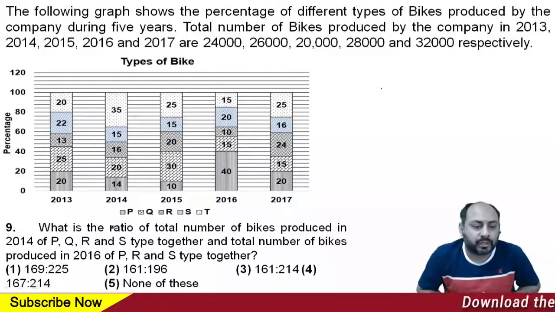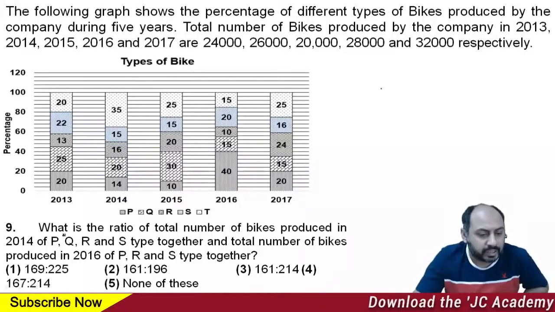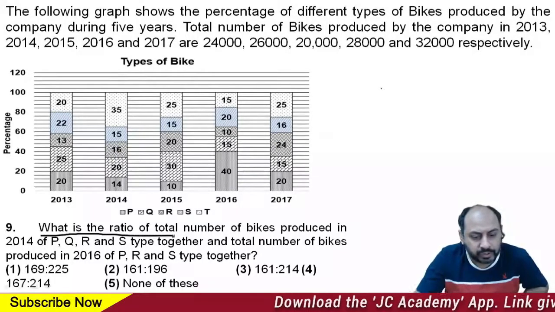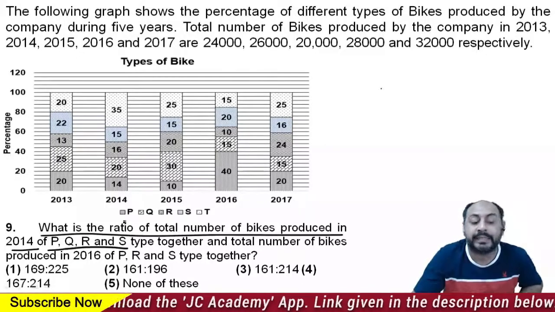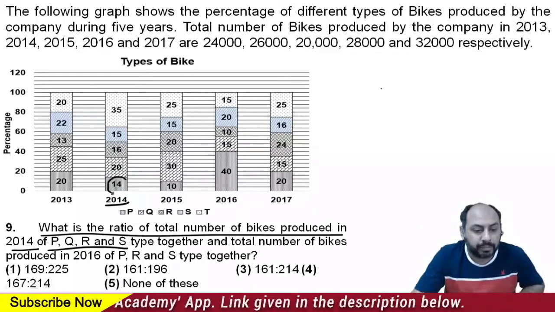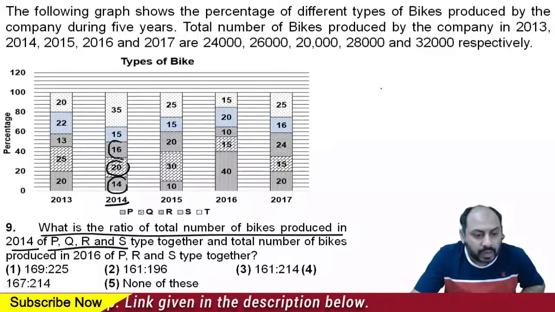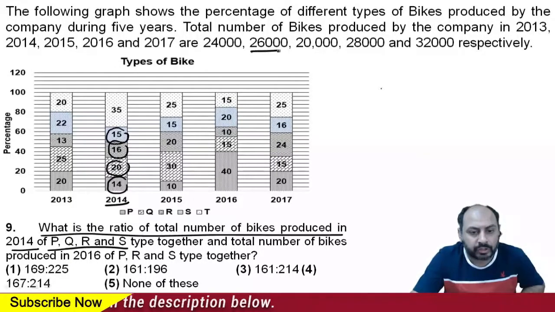Let us now have a look at question number 9. Let's see what question number 9 has to say. It asks: what is the ratio of the total number of bikes produced in the year 2014 for P, Q, R, and S types, where the total production was 26,000, right?